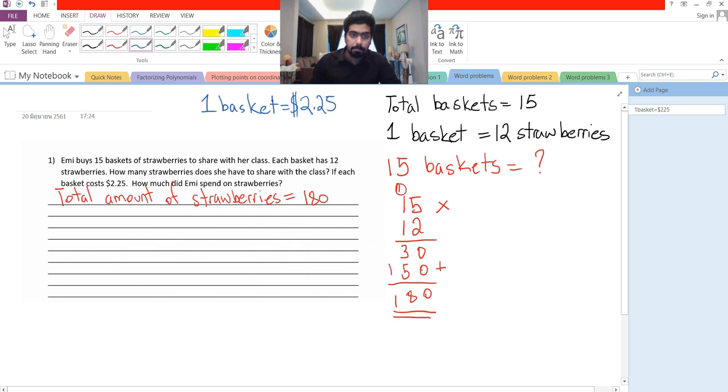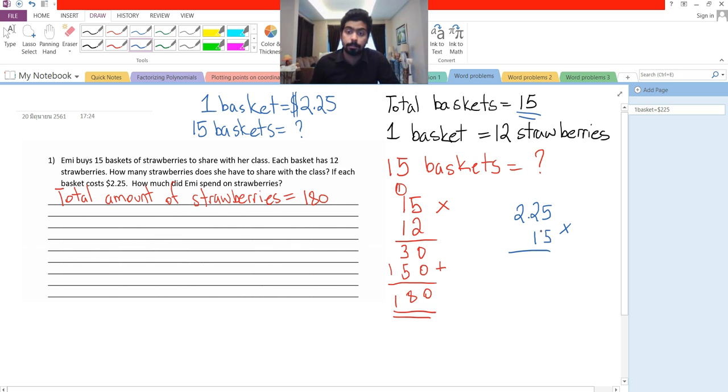So we know one basket is $2.25. Totally she bought 15 baskets from here. So we got to write 15 baskets is equal to how much? So how do we find? We of course multiply them. So we got 2.25 multiplied by 15. Now, if you're not sure how to multiply when we have decimals, you can go to my previous videos, or again, I'll teach it to you here again so you know. So what we do is we multiply as we multiply normal numbers. The decimal part will come at the end.